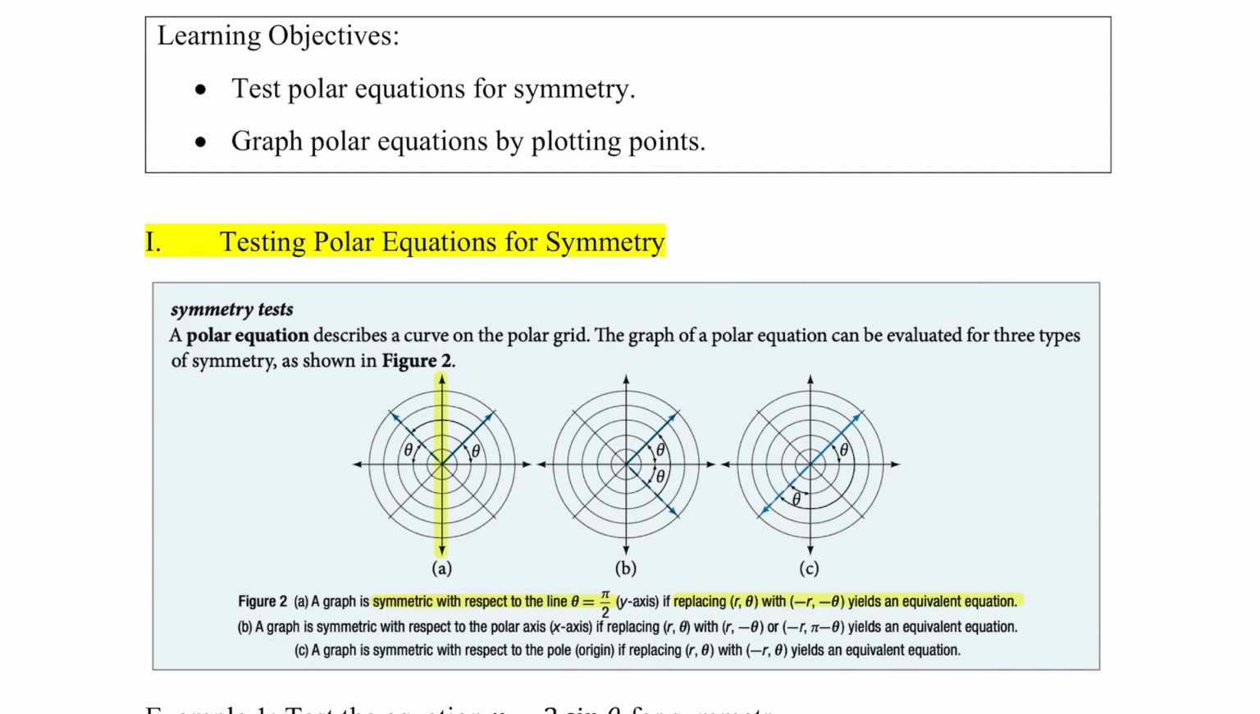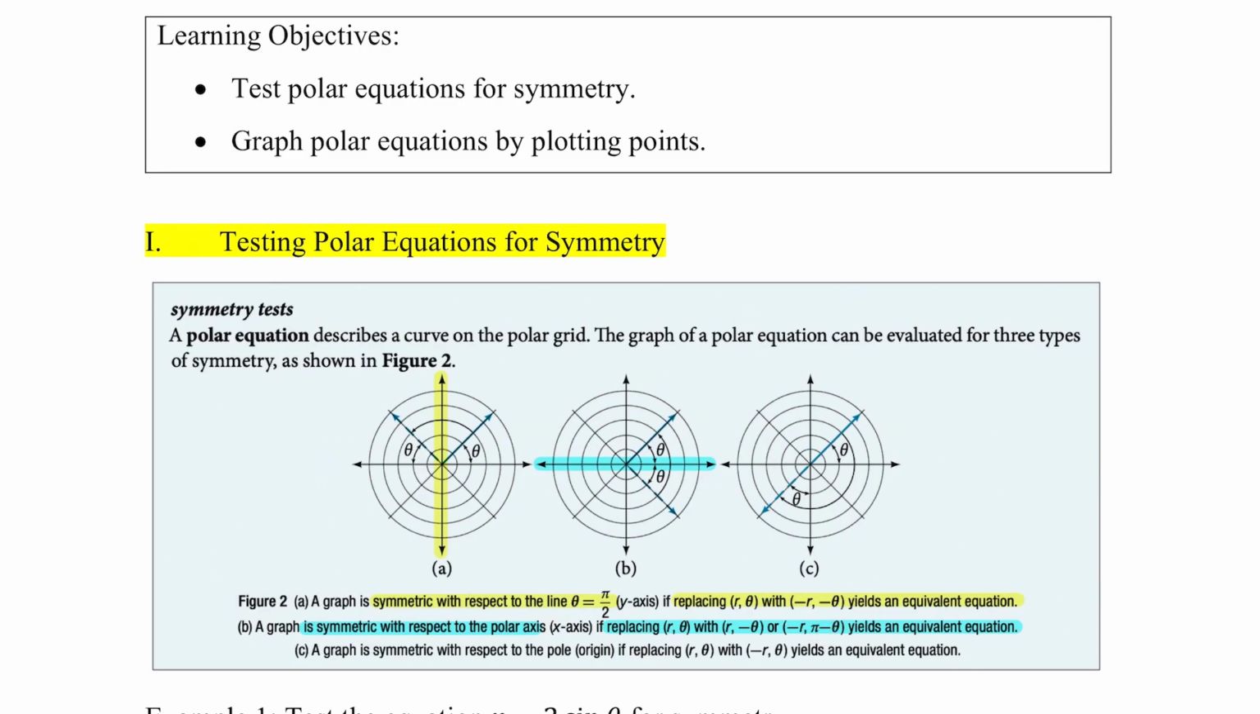The next type is when the graph is symmetric with respect to the polar axis. This is my polar axis. If I reflect this graph about this line, I will have the same graph. In order to check to see if the graph is symmetric with respect to the polar axis, we are replacing (r, theta) with (r, negative theta) or (negative r, pi minus theta).